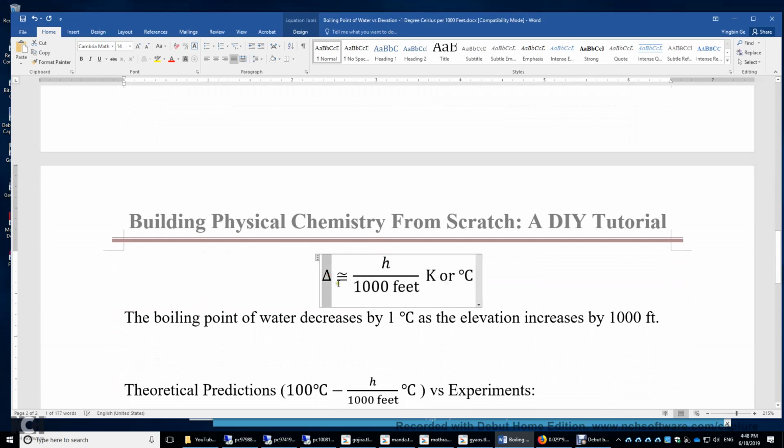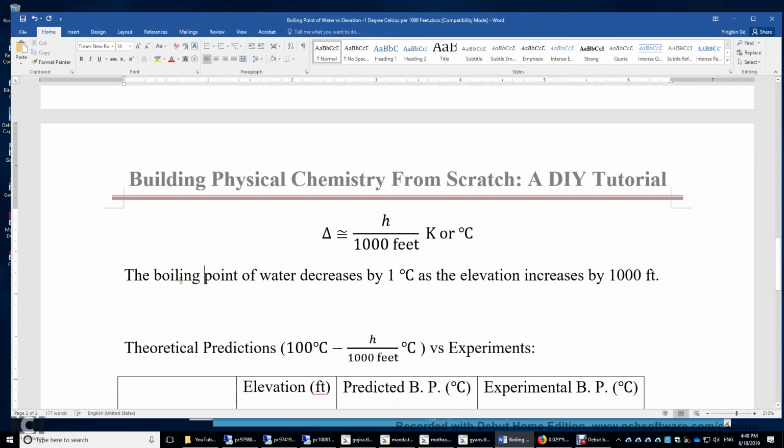The temperature decrease is approximately the elevation divided by 1,000 feet. The unit is Kelvin or degrees Celsius. Remember, if we're talking about the temperature change, these two units are exactly the same. A temperature change of 1 Kelvin is exactly the same as the temperature change of 1 degree Celsius. Okay, the conclusion is very simple.